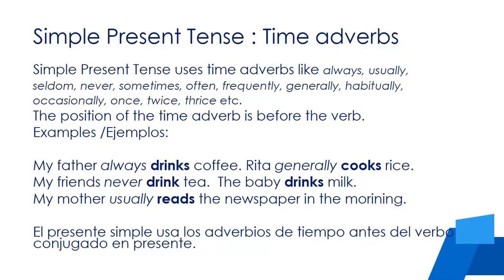Simple present tense uses time adverbs like always, usually, seldom, never, sometimes, often, frequently, generally, habitually, occasionally, once, twice, etc. The position of the time adverb is before the verb.